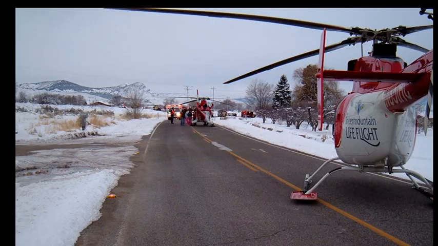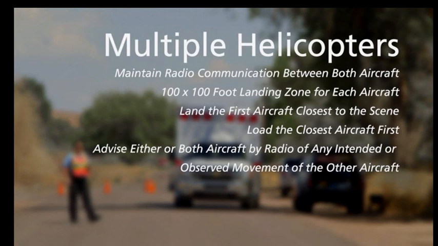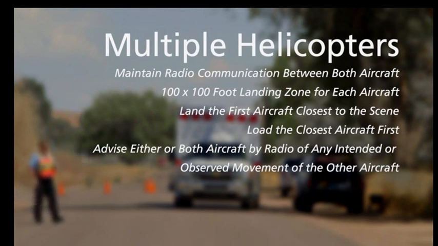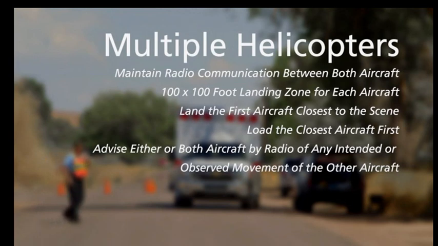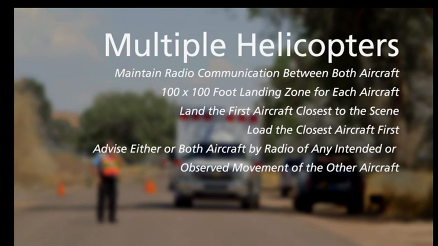If the scene requires more than one helicopter, the landing zone coordinator is charged with keeping radio contact with both air crews and securing a large enough landing area to ensure a safe approach path for each aircraft. Land the first aircraft near to the more seriously injured victim and load that aircraft first if possible. Whenever both aircraft are running, announce the movement of either aircraft over the radio to better keep the crew of the other aircraft informed.